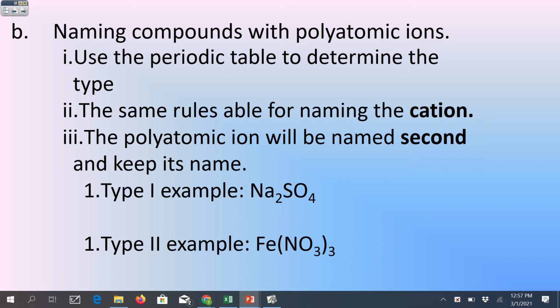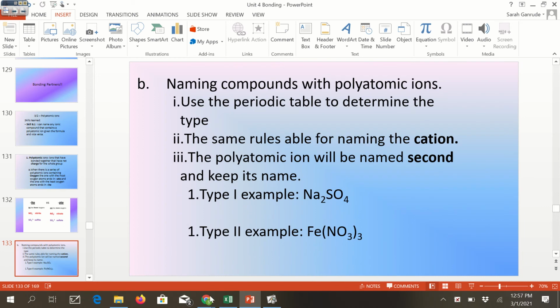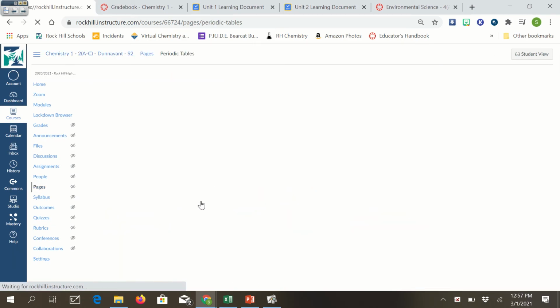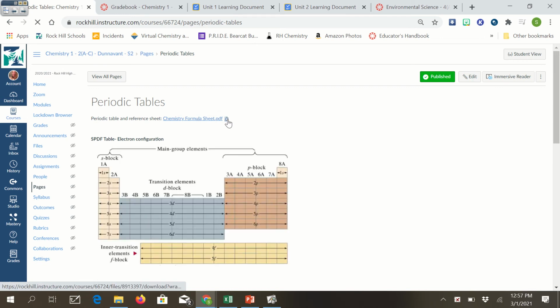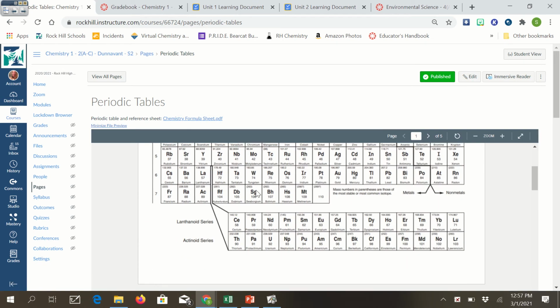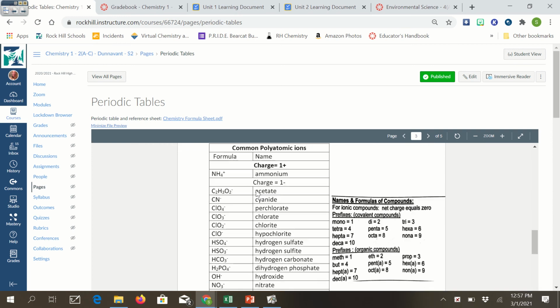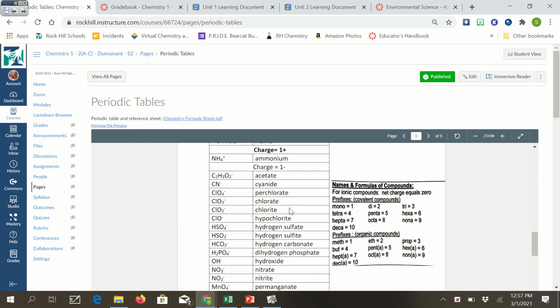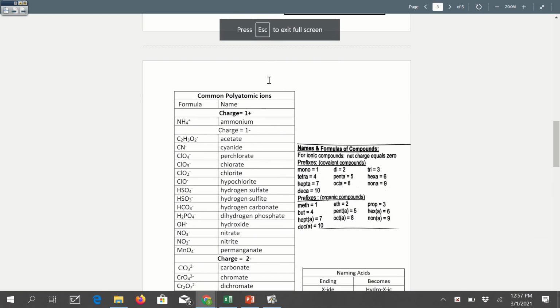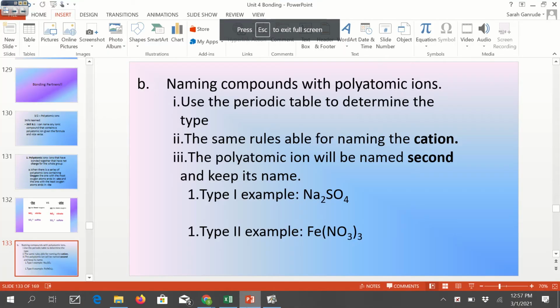All right, so you don't have to memorize polyatomic ions. You just have to know how to use them. There is a list. If you go to periodic tables formula sheets on the home page and then click on the formula sheet, here's your periodic table, and then keep scrolling. Here we go. Here is the list of polyatomic ions.